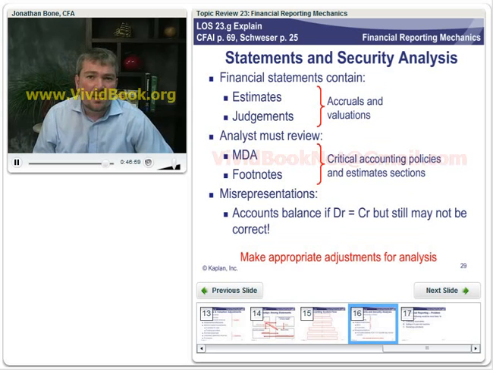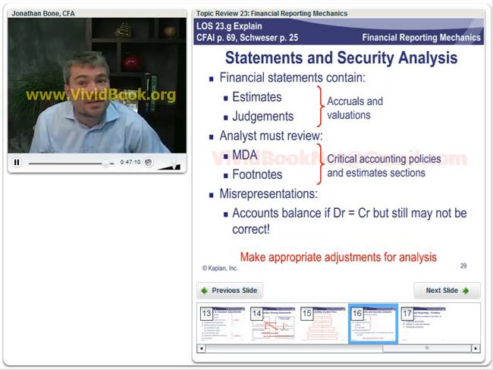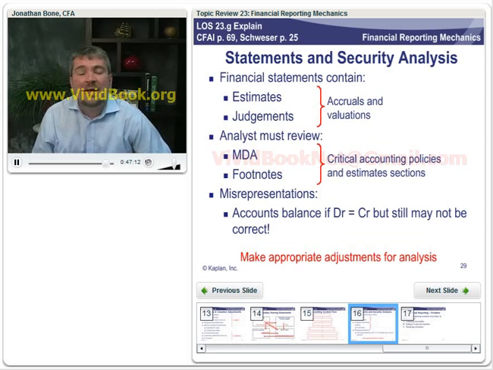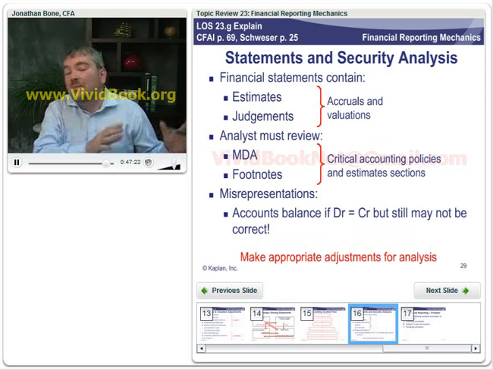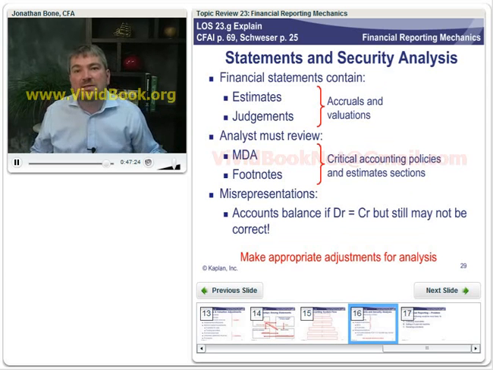Why? Because there are loads of estimates and judgments going through because of the accruals process. And as a result, the analyst needs to make sure that they believe that those estimates and judgments are fair. Now, of course, the analyst doesn't just look at the balance sheet, income statement, cash flow statement. They've also got to look at the management discussion and analysis to see, do the financial statements stack up with what the directors are telling you in the management discussion and analysis?